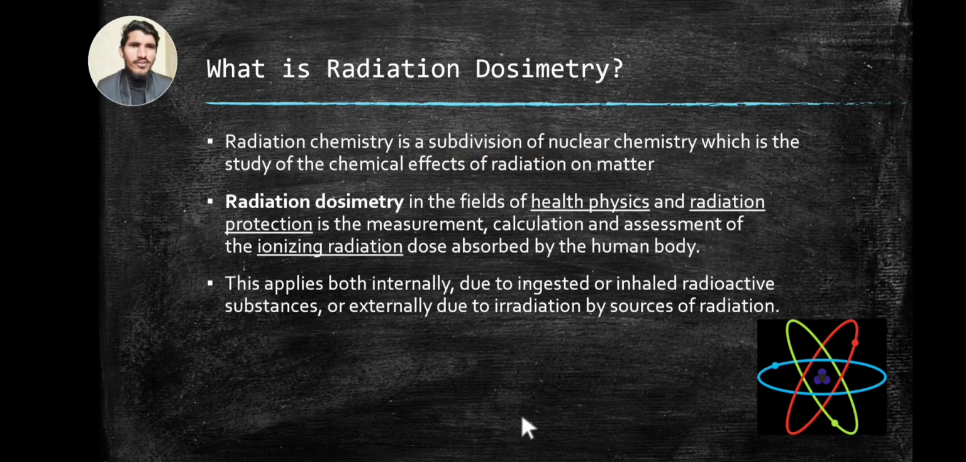So if I have some matter here, let's just say this here is a matter, and a radiation falls on this matter. This radiation falling on the matter will produce some chemical effects on it. The study of those chemical effects produced on the matter due to the falling of this radiation is known as radiation chemistry. So that was the definition of radiation chemistry.